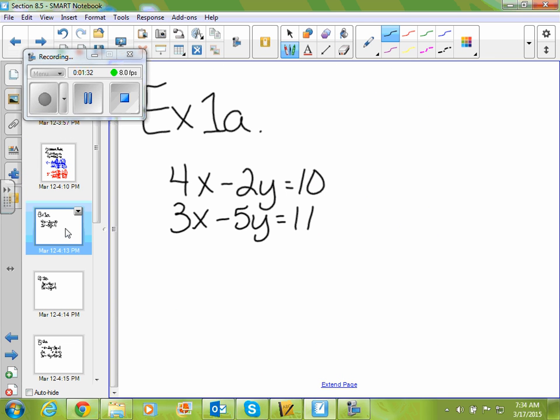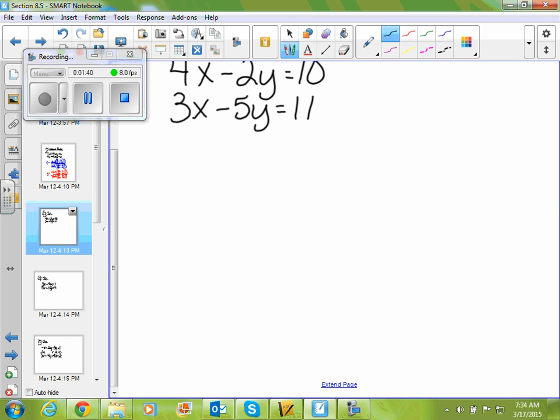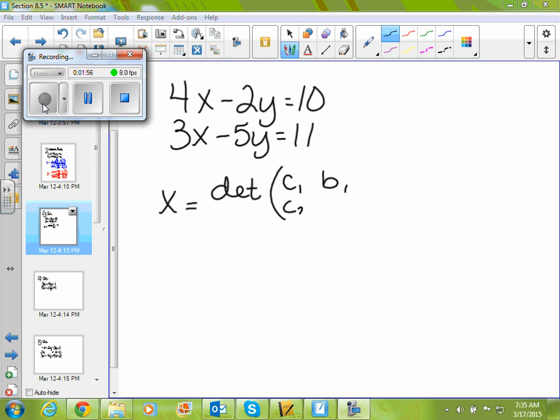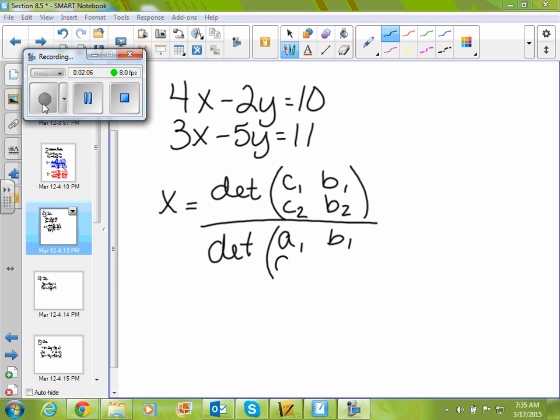Alright, so if I look at example 1a, I'm given 4x minus 2y equals 10, 3x minus 5y equals 11. And I need to find my x and y. So I know that x is equal to the determinant of c1, b1, c2, b2, divided by the determinant of your leading coefficients, a1, b1, a2, b2.